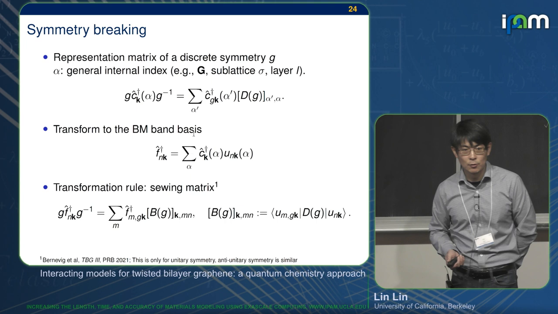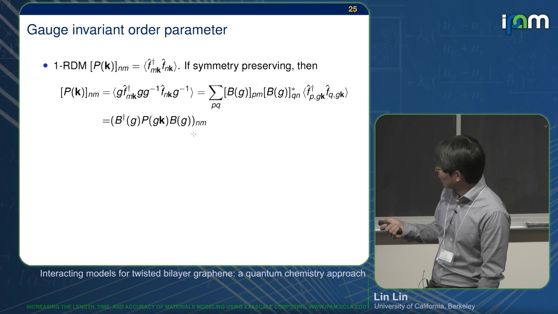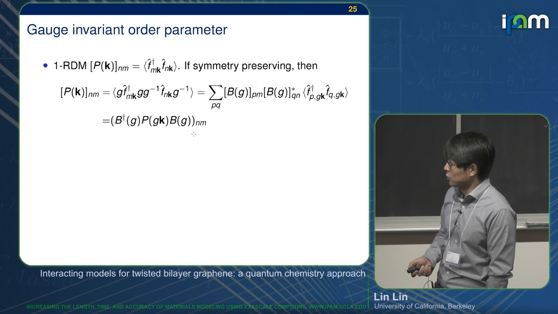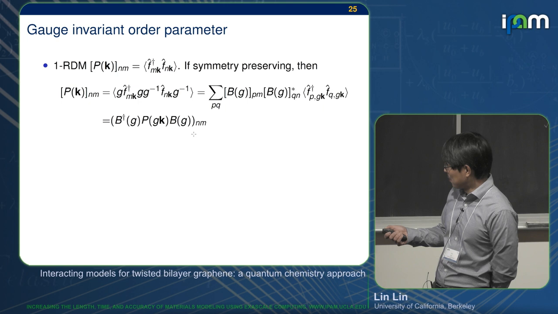How do you verify whether the order parameter, like your density matrix, is symmetry broken or not? Let's look at, for example, the one particle density matrix, which is the average of f dagger f. If the symmetry is preserved, then the P_k should be invariant before and after the symmetry operation. You just work through this algebra, and you'll find that if the one particle density matrix satisfies the symmetry, then P_k needs to be equal to B dagger P B. So you check some commutator-like objects.